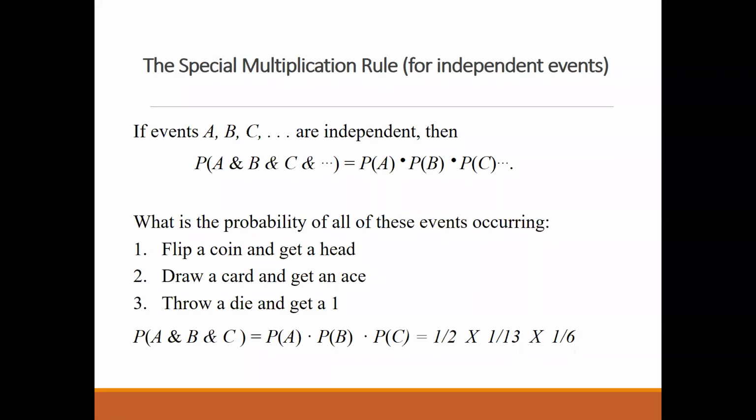Now, there's a question given down here, and the answer is also mentioned. So there are three different events. When I flip a coin and a head occurs, that event will be 1 by 2. The second one is draw a card and get an ace. How many aces do we have? 4. 4 by 52. That will be reduced to 1 by 13. And the last one, when we throw a die and get a 1. As you know, there are 6 different outcomes. So 1 by 6. Multiply this.